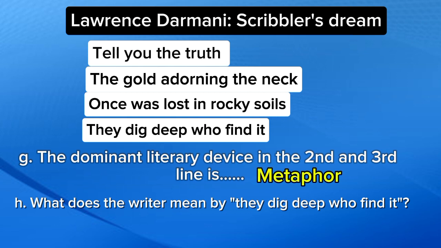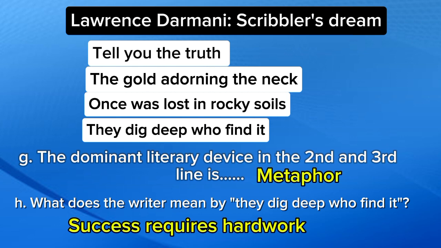Okay, let us go to question H. What does the writer mean by "they dig deep, who find it"? Let me repeat the question again. What does the writer mean by "they dig deep, who find it"?